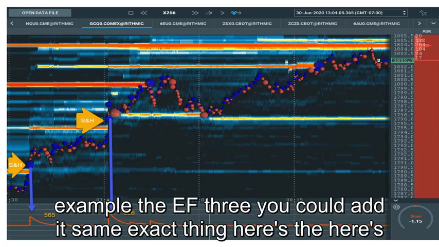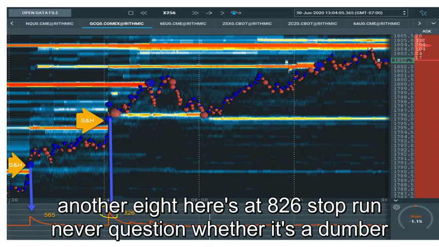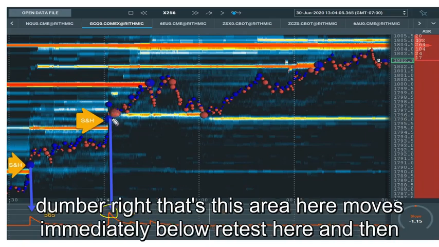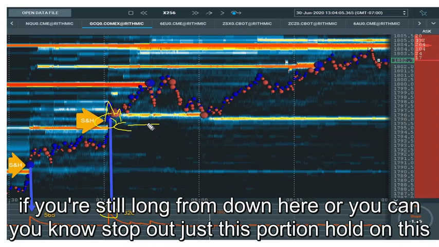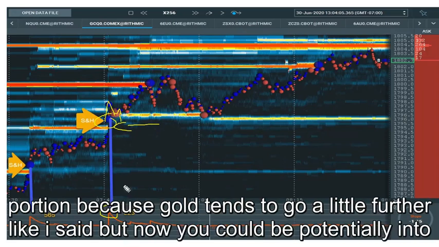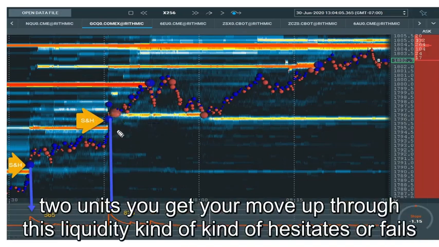Same exact thing. Here's another, an 826 stop run. Never a question whether it's a Dumb or Dumber, right? That's this area here. Moves immediately below. Retest here. Get in here when the buying initiates again. Stop goes here. You can stop out all of it if you're still long from down here, or you can stop out just this portion and hold on this portion, because gold tends to go a little further, like I said. But now you could potentially be in 2 units.